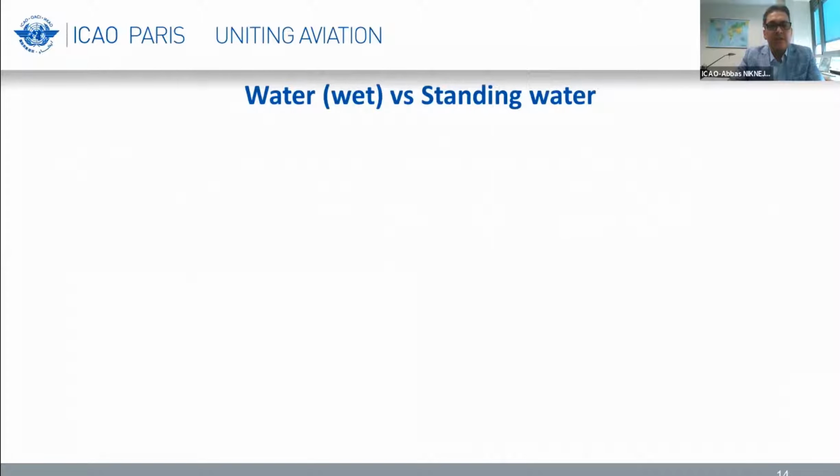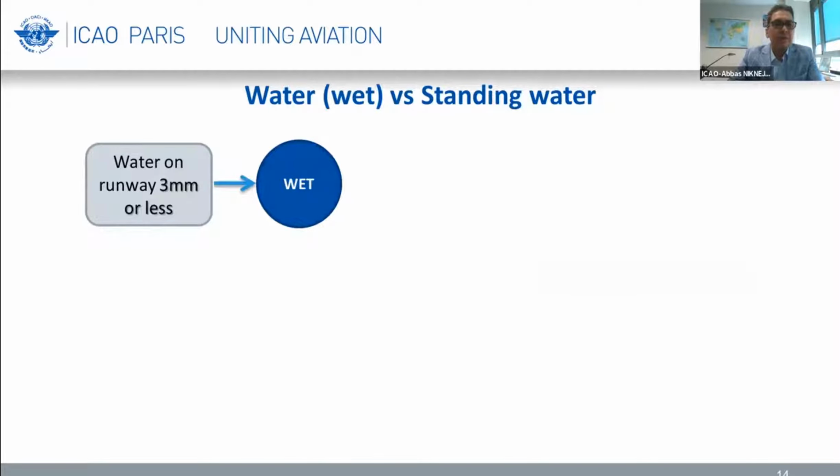Since there has been a question about water, standing water, and wet runway, and it was also added to the new Snowtam definition here, I would like to provide some clarification on the wet runway versus the standing water. If water on the runway is 3 millimeters or less, so 3 millimeters is the threshold that we define for wet runways, then it's called wet.